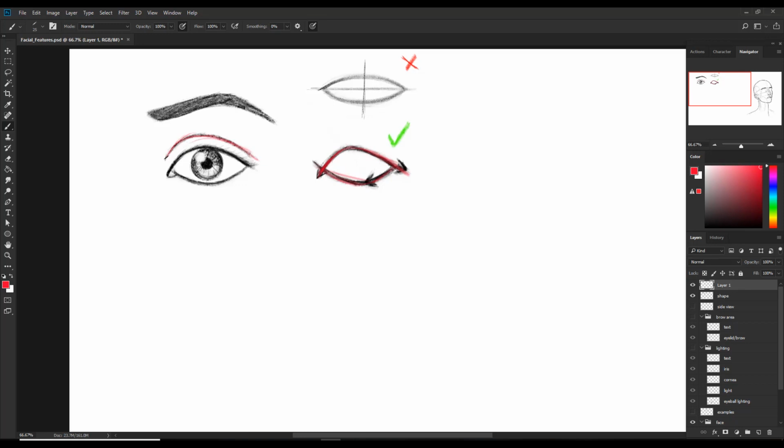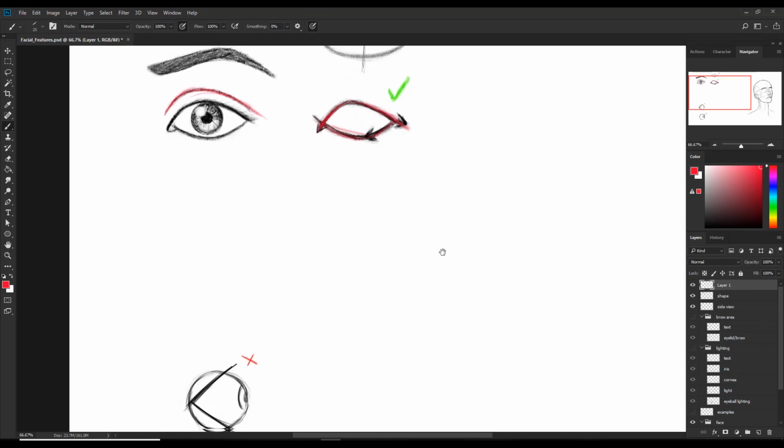And again, this could vary from person to person, depending on the type and shape of your eyes, how much of your eyelid shows, but everybody will have some sort of crease in their eye. Okay, moving on.